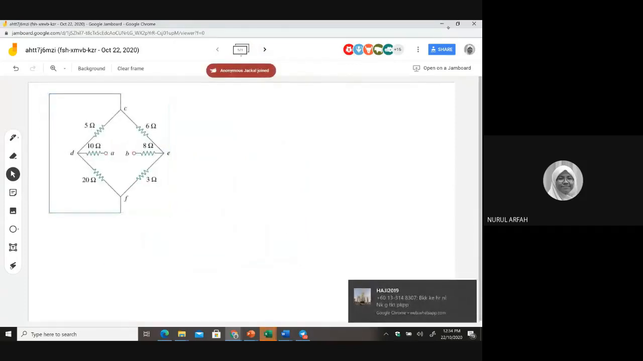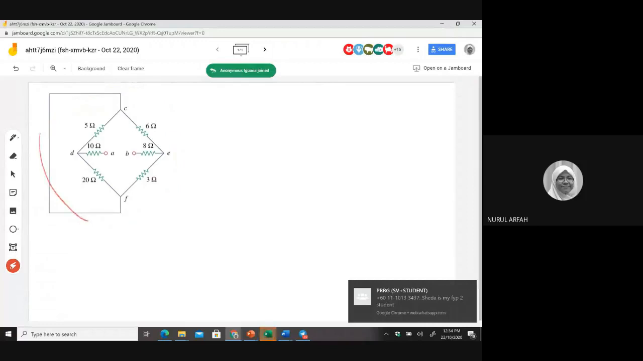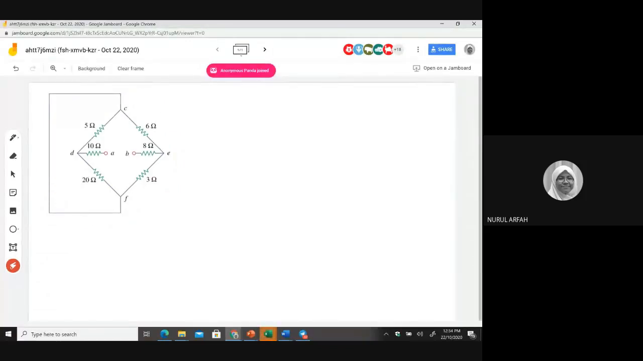All right, you can use pen on your left side, and then you can discuss with your friends, unmute yourself, and where to start your terminals. The question is, you're going to find R equivalent at terminals A and B. That's all.